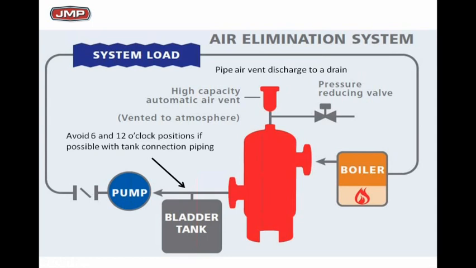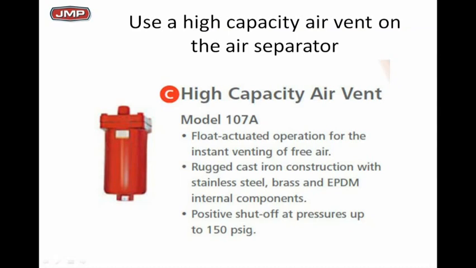So pipe air vent discharge to drain, the 107A, the vent from that should go to drain to get it down the drain so you don't get a wet floor if it starts leaking on you a little bit. And here's a little picture of that. The float actuator, they're high capacity air vents, they're heavy duty, rugged cast iron, and you want to pipe these things to a drain somewhere in case you get a little water coming out with the air.